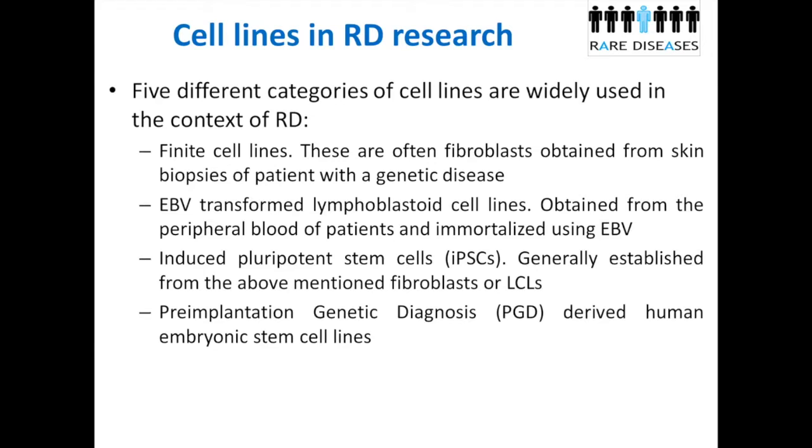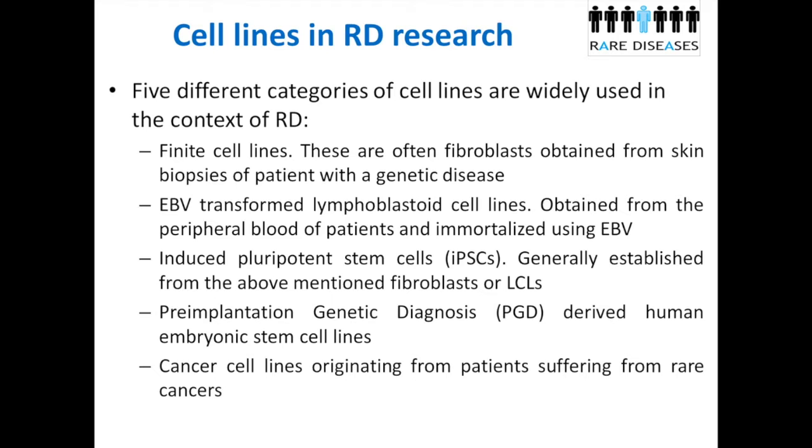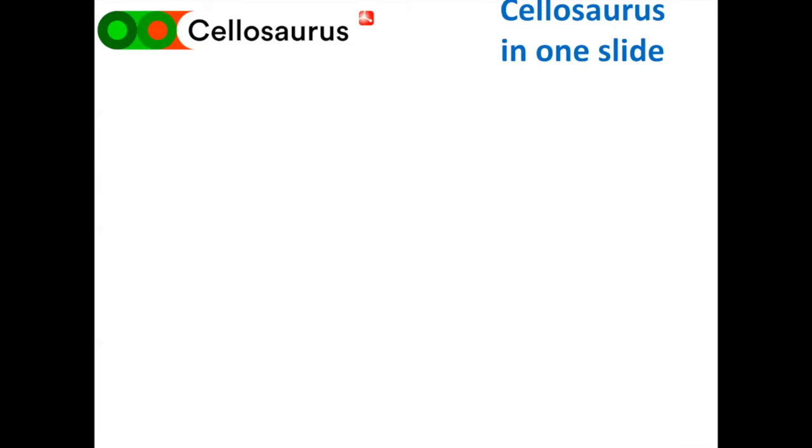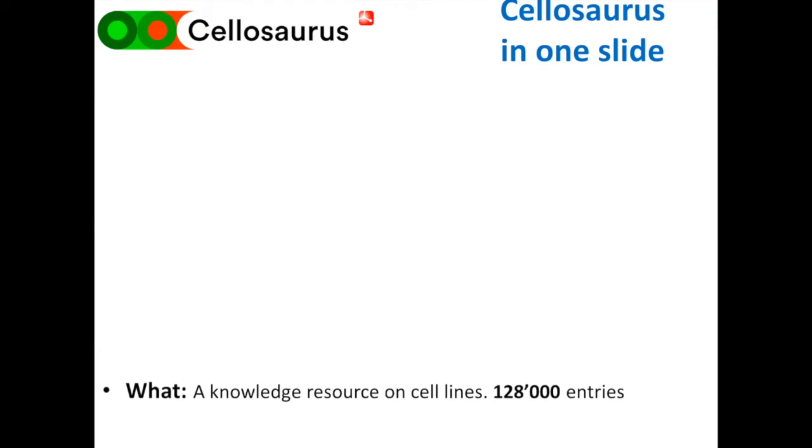There are also some preimplantation genetic diagnosis derived human embryonic stem cell lines. And finally, when we speak of rare disease, we need to speak also of rare cancers. And then, of course, there are also cancer cell lines originating from patients suffering from those rare cancers. So those are the 5 different categories of cell lines which are quite important in the context of rare disease research. Now, first one summary slide on Cellosaurus, and we'll go back into more detail into it, and then we'll zoom in on things which are more important for rare disease.